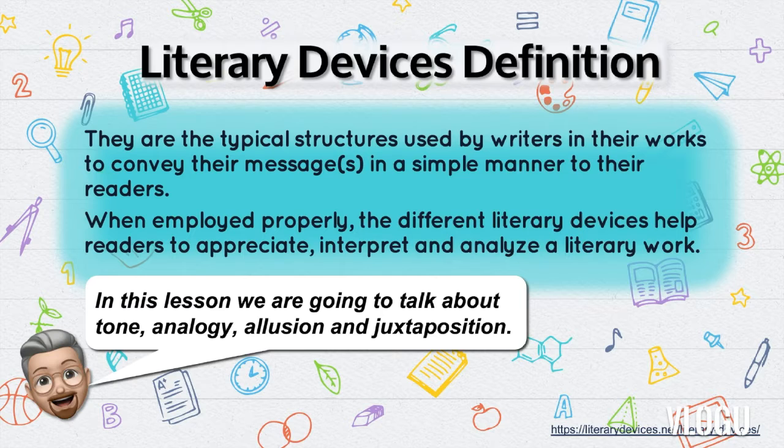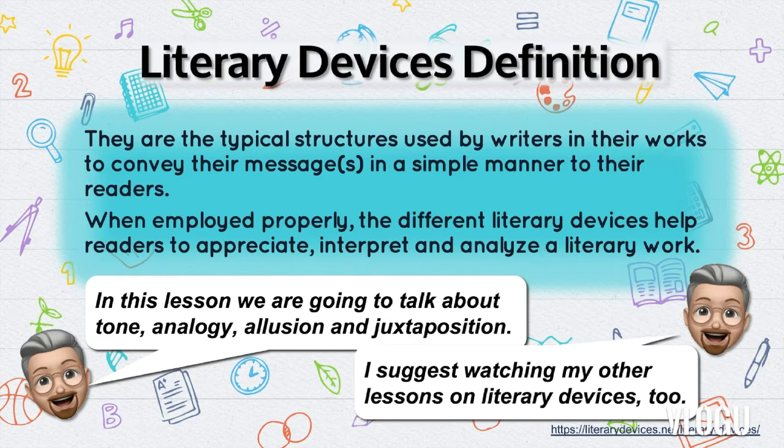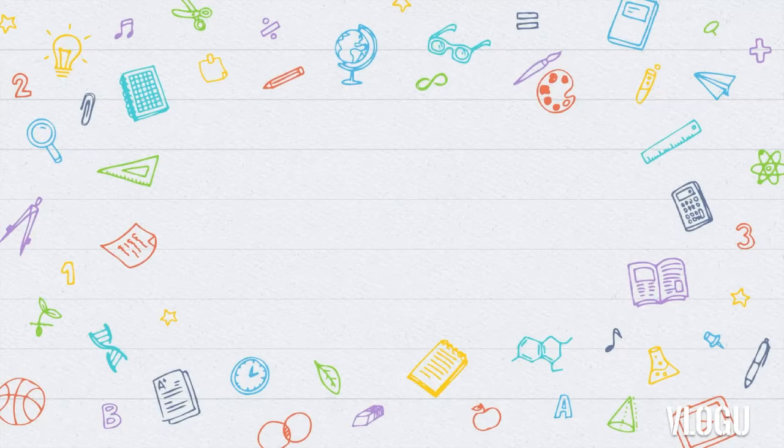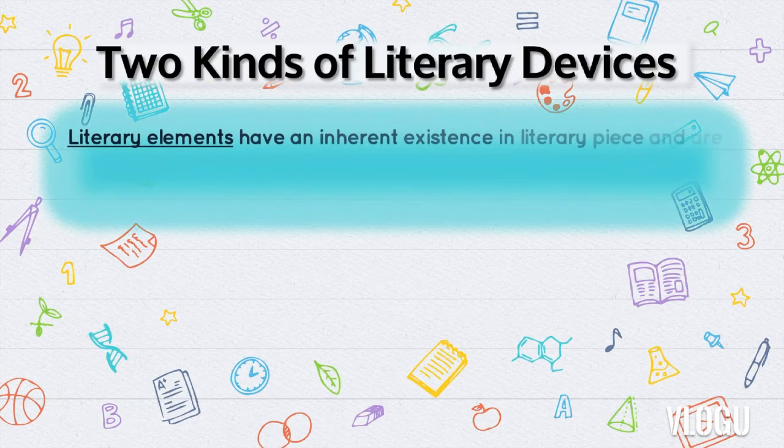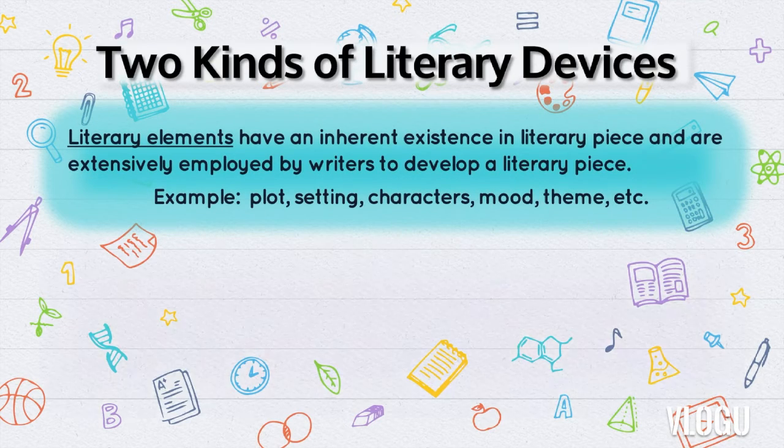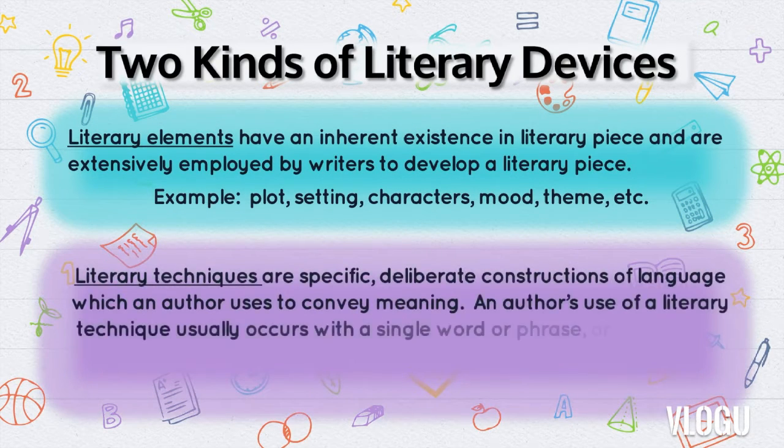In this lesson, we're going to talk about tone, analogy, allusion, and juxtaposition. I suggest watching my other lessons on literary devices too. Two kinds of literary devices: literary elements and literary techniques.